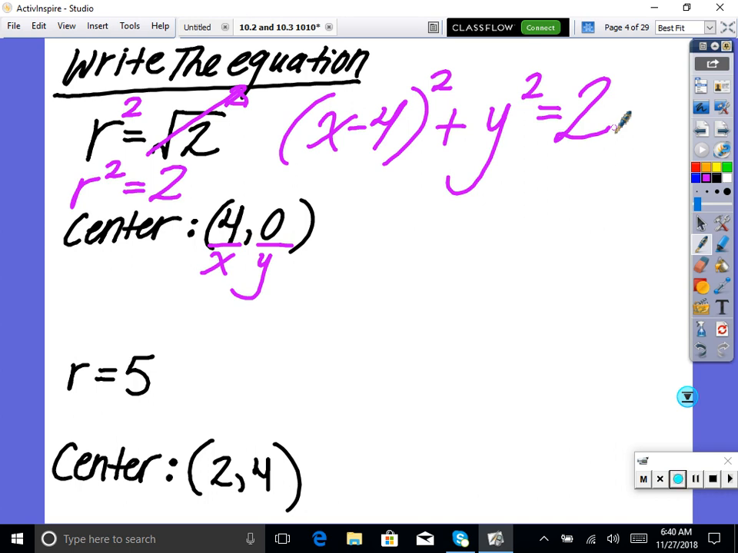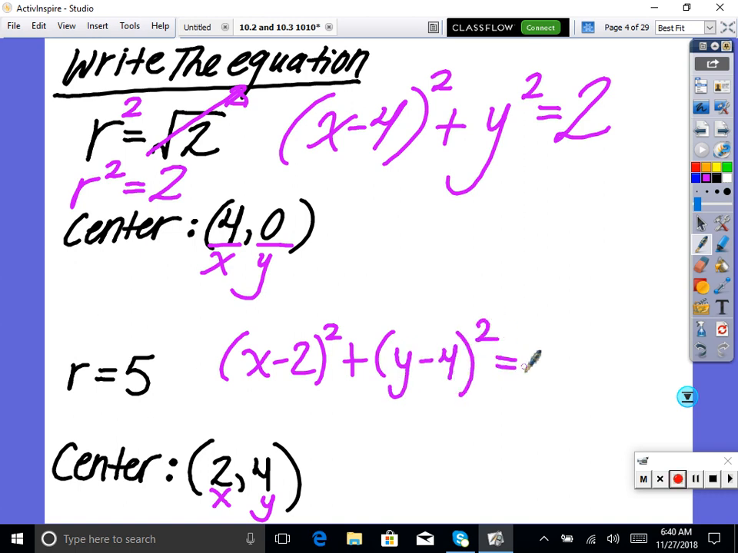Okay, let's do this one. The center is at 2, 4, so x, y shift. So that would be opposite. We need to do opposite. So x minus 2 squared plus y minus 4 squared equals the radius squared. Here's our radius, so we need to square it. So we get 25. Pretty easy.